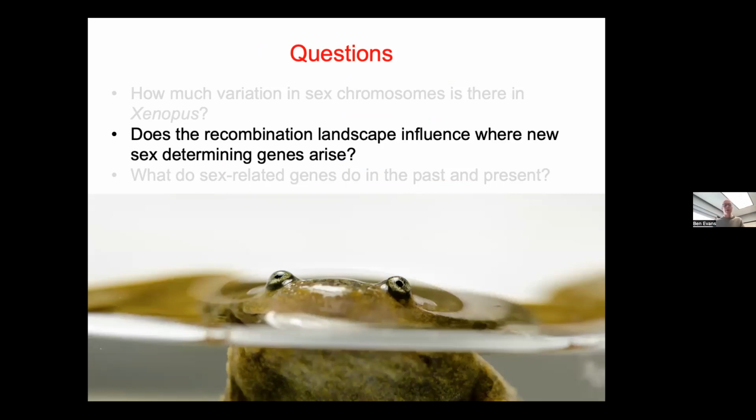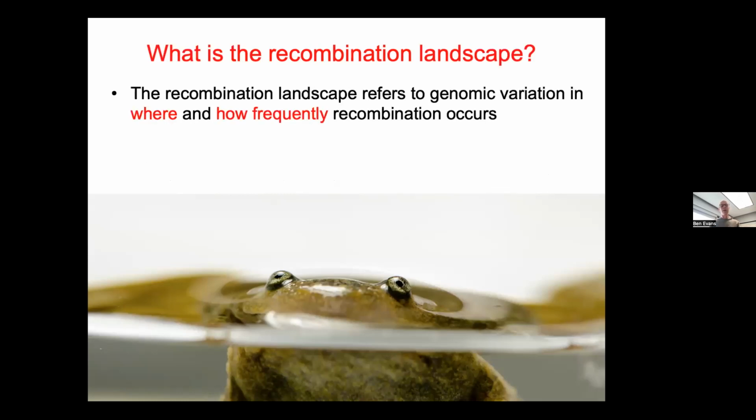So the next question I want to explore with you is how what we call the recombination landscape might influence developmental systems drift and influence where new sex determining genes arise. And so what do I mean by the recombination landscape? What I mean is where in the genome and how frequently recombination occurs. And I want to divide that up by sex and argue that recombination isn't a phenomenon that's the same in both males and females. It happens during gametogenesis, or oogenesis and spermatogenesis, but it turns out in most species, including humans, it happens in different ways in oogenesis versus spermatogenesis.